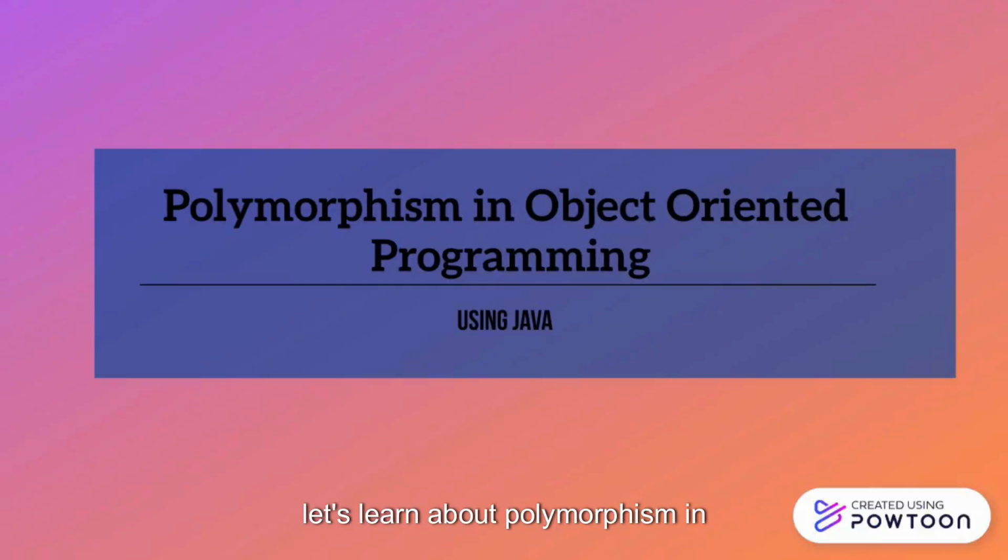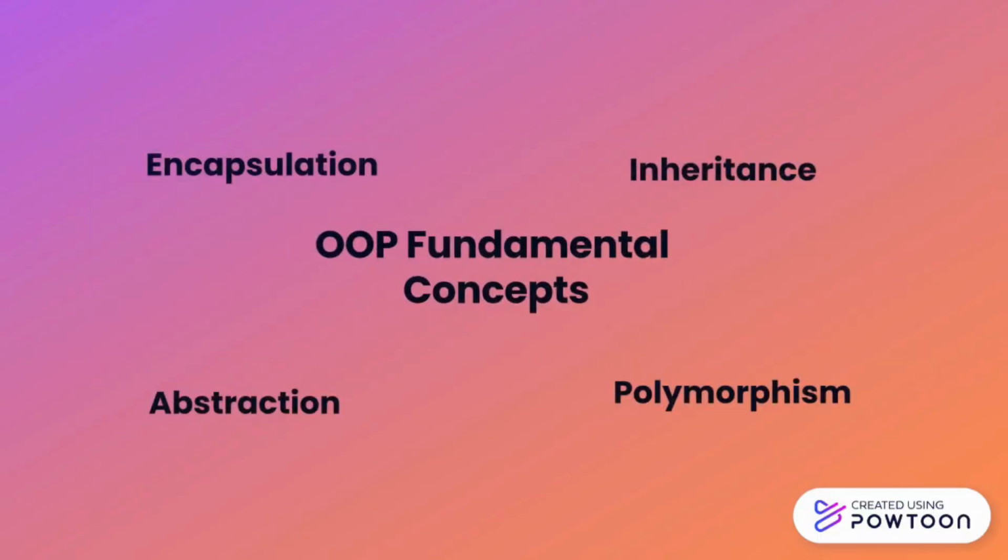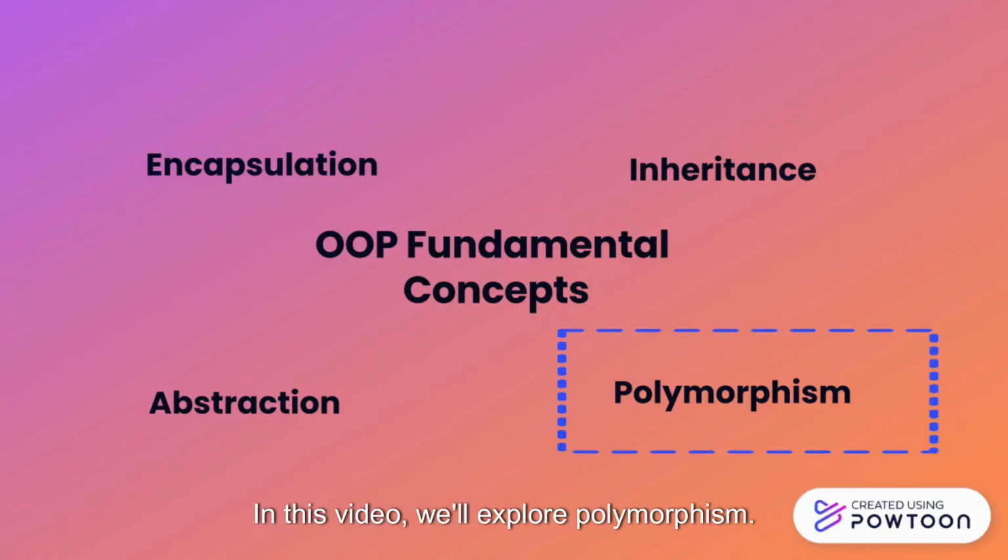Hi, let us learn about polymorphism in object-oriented programming using Java. In object-oriented programming, or OOP, there are four main concepts: encapsulation, inheritance, abstraction, and polymorphism. In this video, we'll explore polymorphism, what it means, how it works, and why it's important in Java.